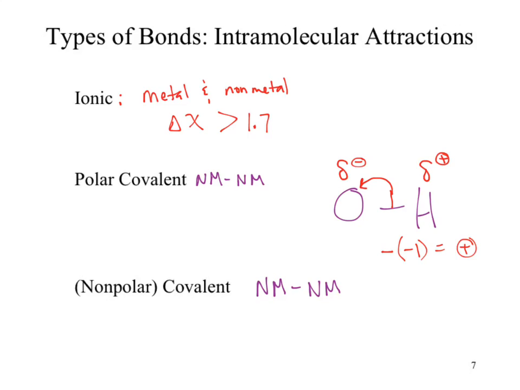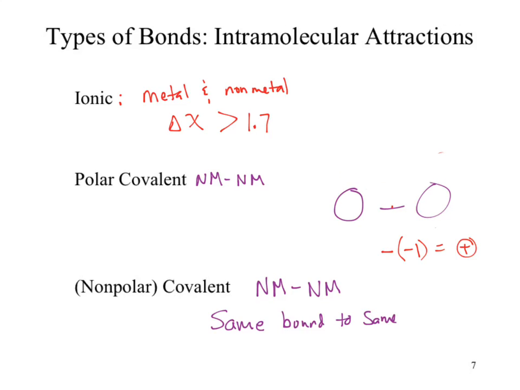Nonpolar covalent. Nonpolar covalent is, for lack of a better description, same bound to same. So if I change that hydrogen now to oxygen, what happens? The difference in electronegativity now is nothing. Each of those oxygens are equally pulling on the electrons. Right? That definition is perfect. It works, except it's a little too narrow for us. What's the one extra piece that you need to know?